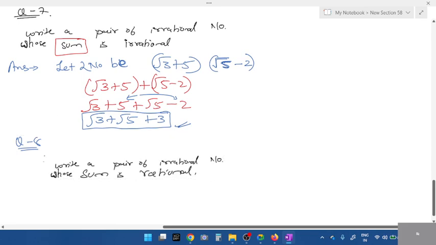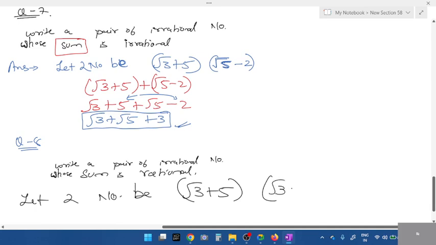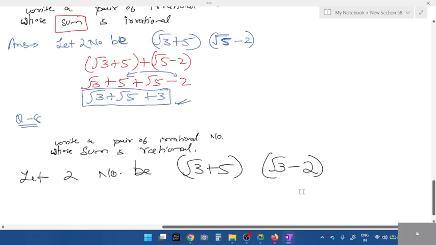Now look here. Use the same concept. Let two numbers be... you can take the numbers as you wish. Now I'll tell you the logic here. Root 3 plus 5, students. Next number, what shall I take? So that if I subtract this, root 3 will get subtracted. Can I take the same root 3? Now I'll tell you the reason why I took root 3.